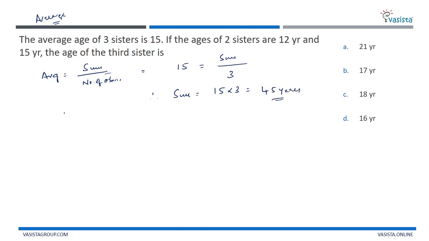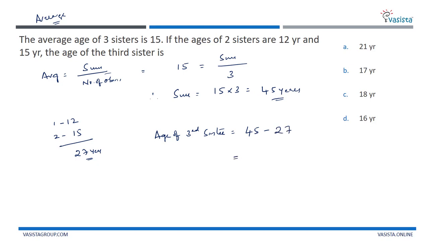Now they have given the ages of 2 sisters, that is first sister is 12 years and second sister is 15 years. Add these two, you are going to get 27 years, correct? Now the age of the third sister is equal to the sum of their ages, that is 45, minus the sum of the other 2 sisters, that is 15 plus 12, that is 27. If you subtract, you are going to get this.